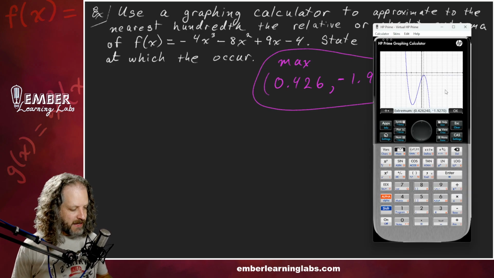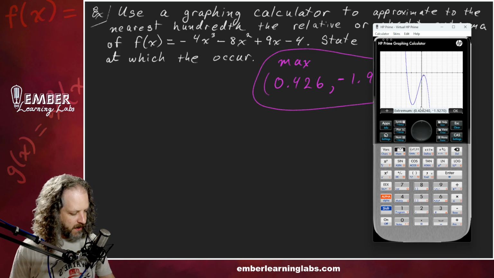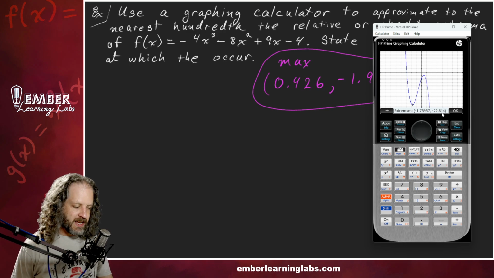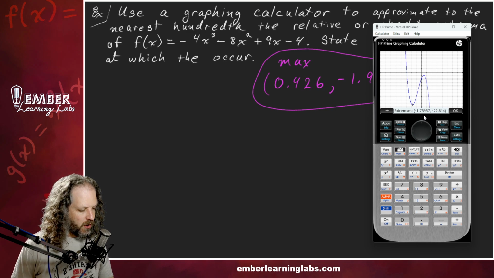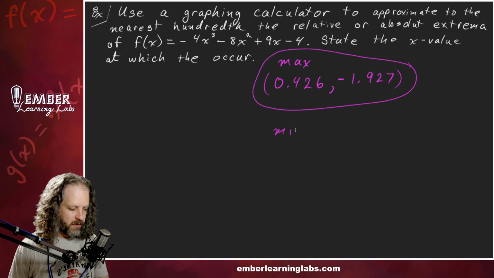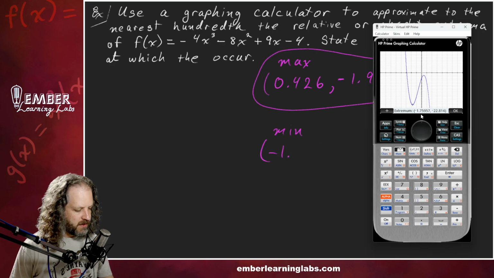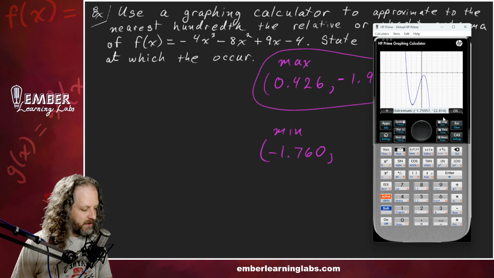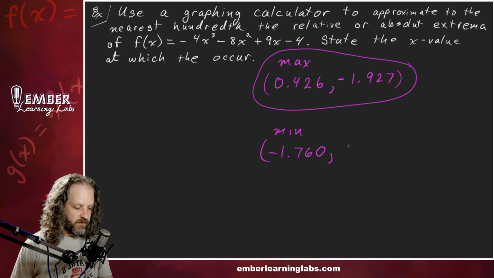Excuse me. So then it also has a local minimum. I'm going to click over here and bring it up at that point. When you go through the process and find the relative minimum, it's at negative 1.760 because of rounding, and the actual minimum is negative 2.814.